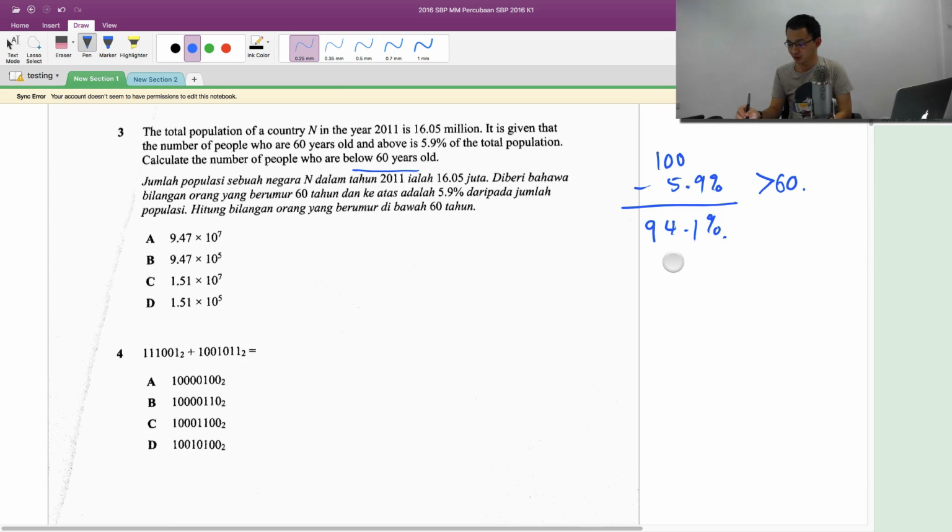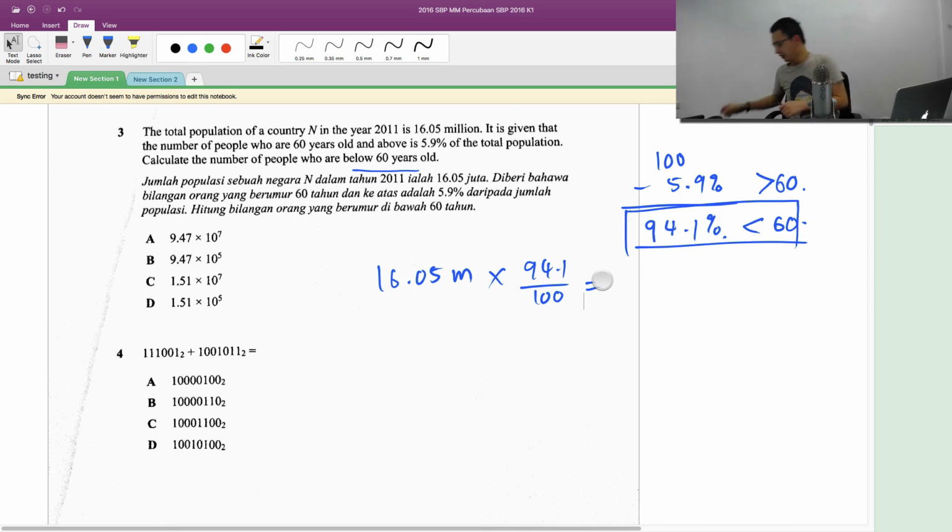So therefore we have 94.1% of the population who are below 60 years old. So what I will do is use 16.05 million multiplied by 94.1%. I want to know the population, so I will use the calculator to solve this kind of question. It should not be so bad. So 16.05 multiplied by 0.941.